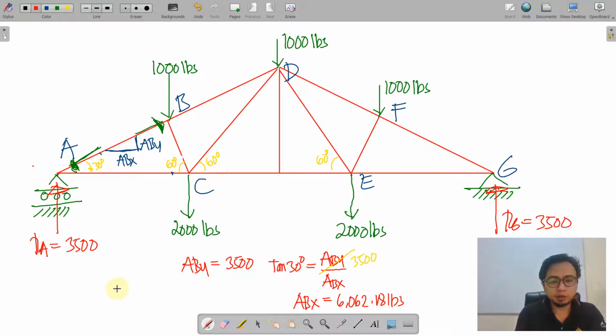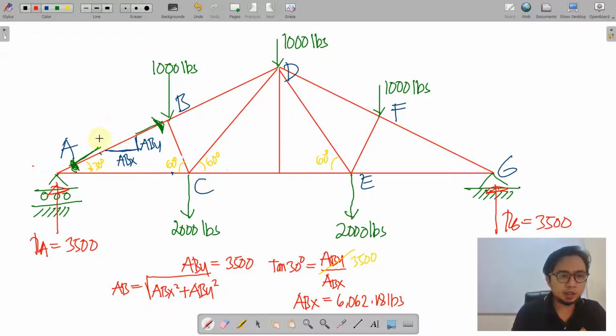Knowing ABY and ABX, we can already obtain AB, or the force member for AB. We'll just have to use the Pythagorean theorem for that. So we have AB is equal to square root of ABX squared plus ABY squared. So therefore, performing this equation, we have AB to be equal to 7,000 pounds, and this shall be in compression.